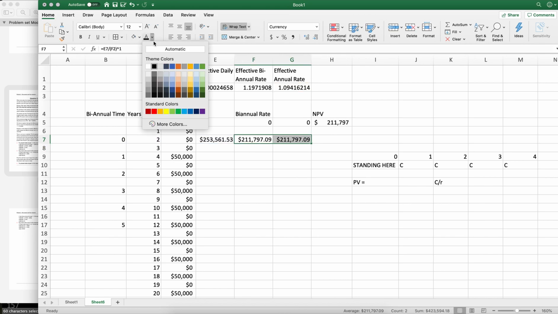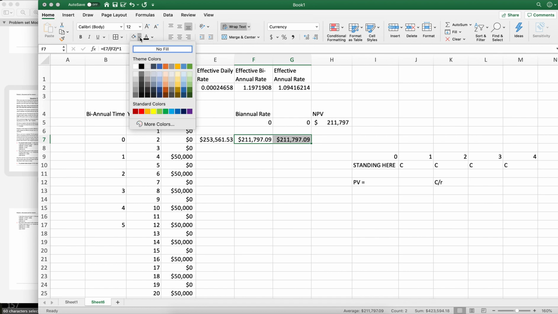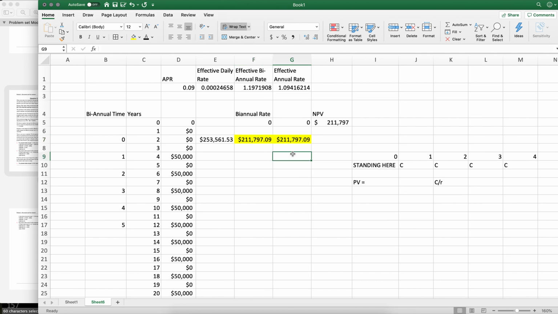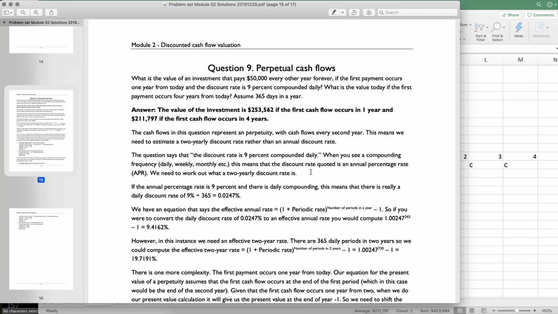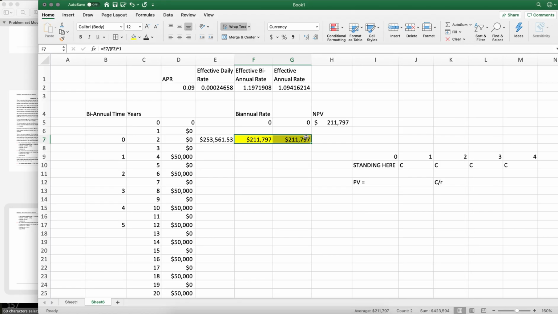Notice that these two are the same number. Oops, make it black. Color it in yellow. There we go. Okay, so let's just make sure that this is the same, 211,797.07.